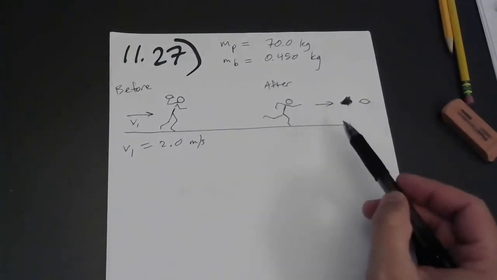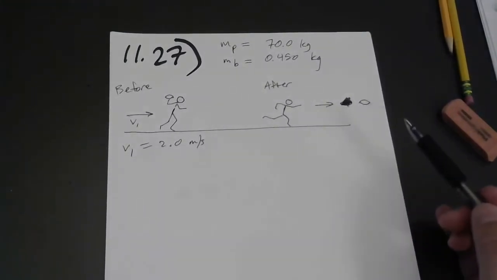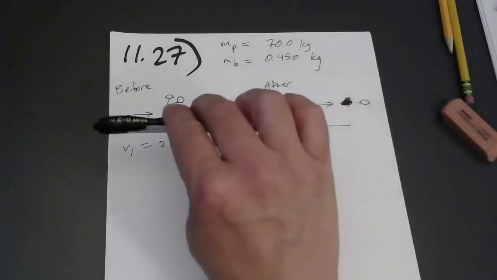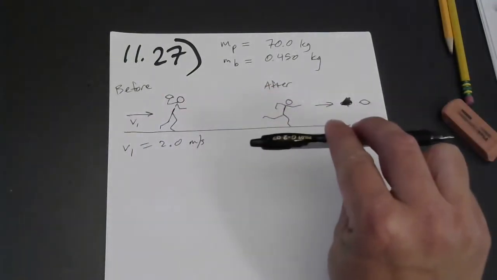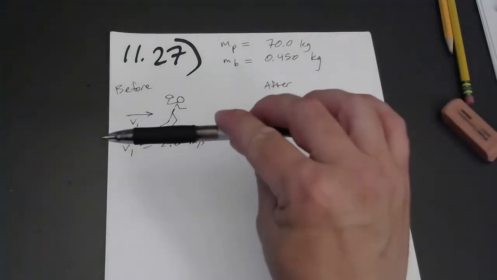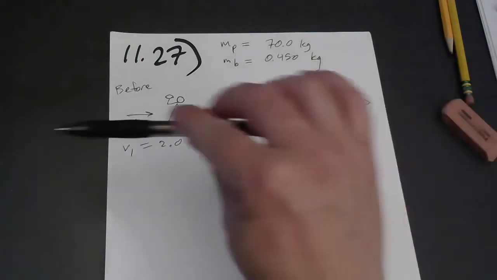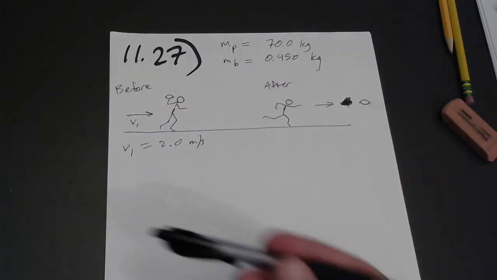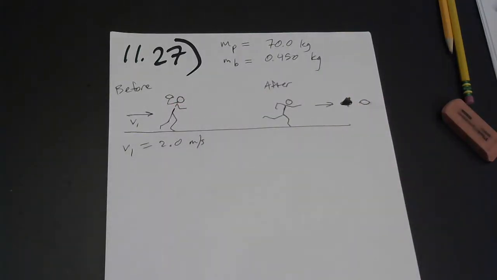So the football sped up. That doesn't happen without a force. So he had to push on the football in this direction. Newton's third law tells us that the football would have to push back on him in this direction. So since the force on the football player is opposite the player's velocity, we know that the player is going to slow down. Now, how much is he going to slow down?